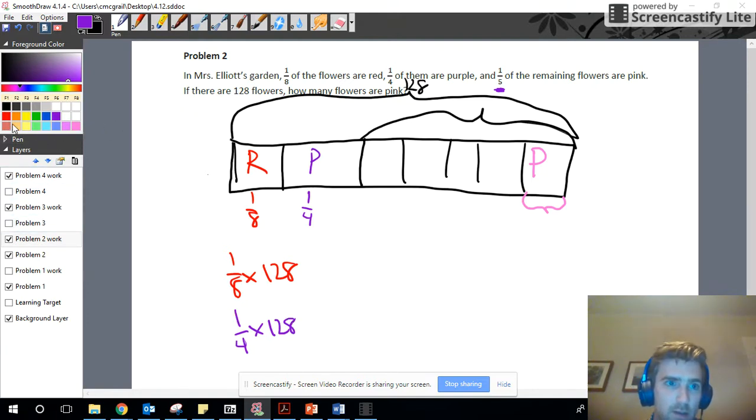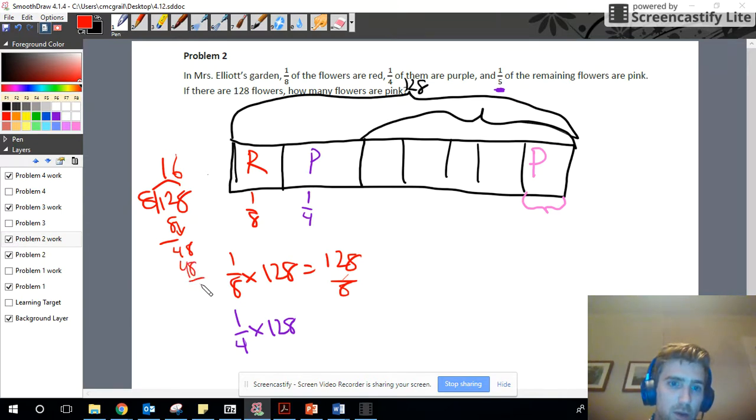So let's get started. This might be a little bit too big for me to do in my head, so I'm just going to do standard algorithm really quickly because this equals 128 eighths, or 128 divided by 8. So I'm going to show my work over here. 128. 8 can go into 12 one time. Subtract. 8 can go into 48 6 times. 6 times 8 is 48. There is no remainder. So I know that there are 16 red flowers.